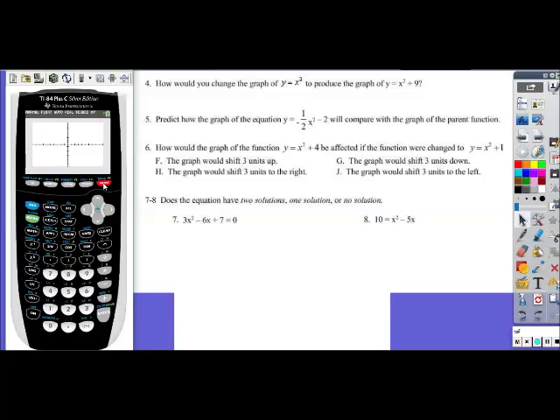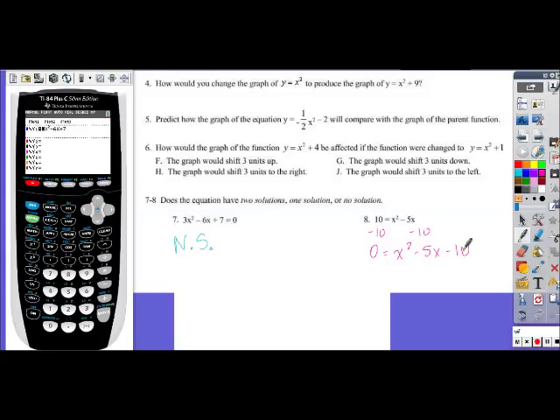And what we're looking for is to see how many times it touches the x-axis. Since it does not touch the x-axis, that means it's going to be no solution. Then we're going to do the same thing for number 8, except before we do number 8, we have to set it equal to 0. So I'm going to minus 10 from both sides. So 0 equals x squared minus 5x minus 10.